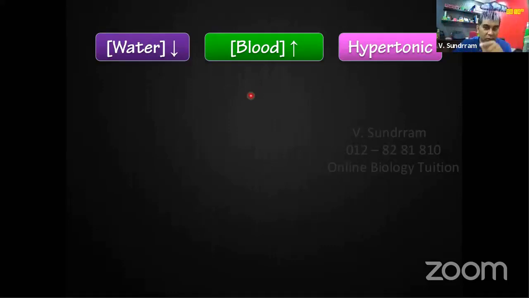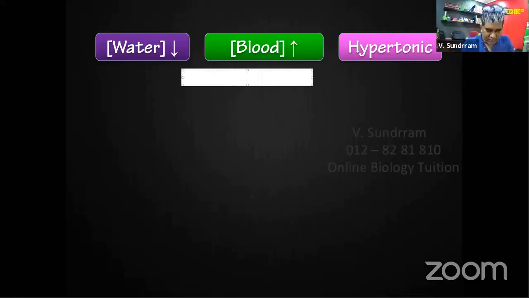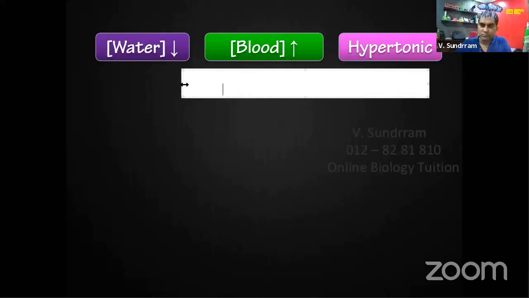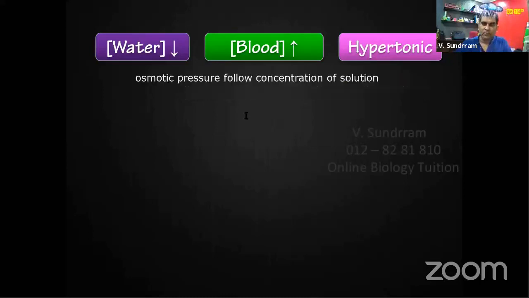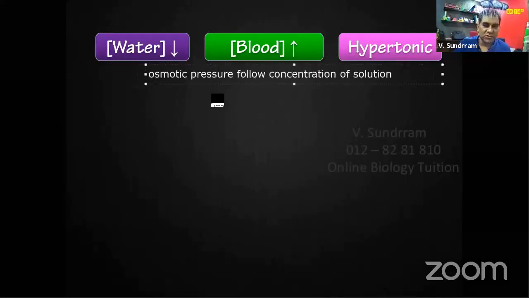I want you to write in your notes, osmotic pressure follows concentration of solution. I'll write it here for you. Osmotic pressure follows concentration of solution. Write that in your notes. Itu paling senang untuk kamu ingat. Osmotic pressure follows concentration of solution.